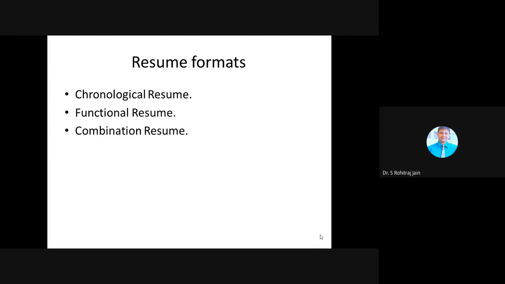Then we have the advantages and disadvantages of each format of resume. We will try to understand one by one. Now, first we'll understand the advantages of chronological resume.